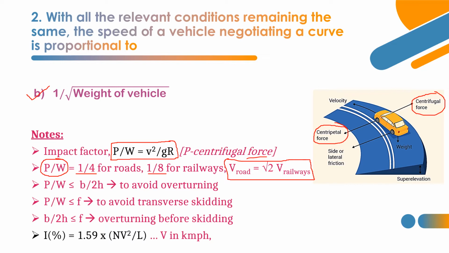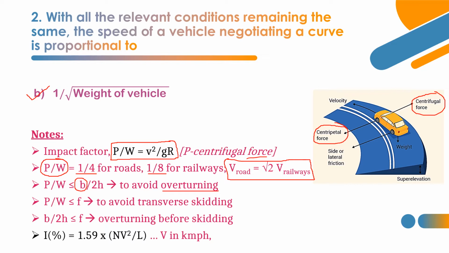And let's say something more about it. When P by W is less than B by 2H, then to avoid actually overturning, the relation should be like this: P by W shall be less than or equal to B by 2H. So what is B? B is the width of vehicle, H is the height above the ground. So P by W shall be less than or equal to B by 2H. Then only we can avoid overturning.